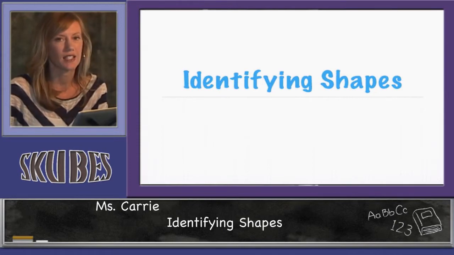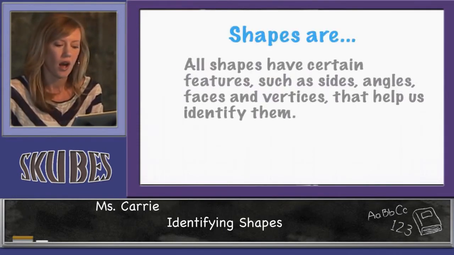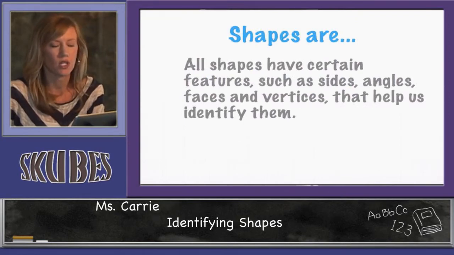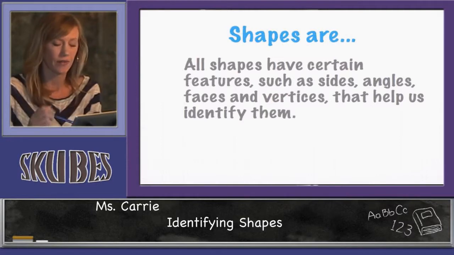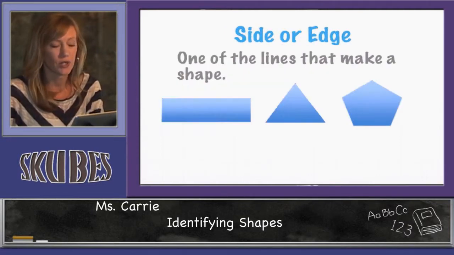This lesson is on identifying shapes. All shapes have certain features such as sides, angles, faces, and vertices that help us to identify them. Let's talk about sides first.